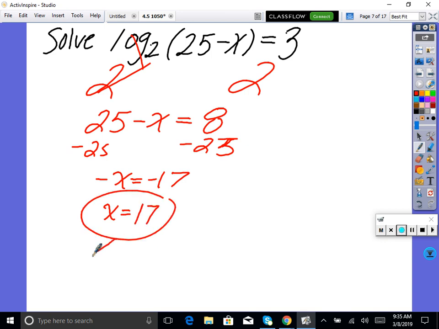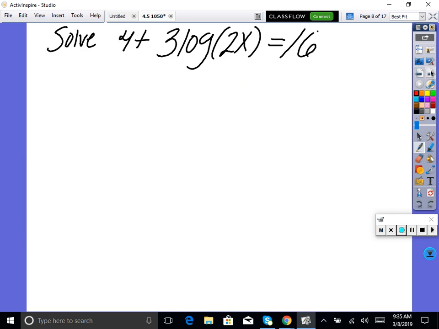Then you'd say, well, I started with a logarithmic equation, so I need to go see if I plug in my solution, if it would make it negative or 0 inside my log. Would it? No, right? 25 minus 17 is positive, so we're not in trouble. Okay, so our solution is 17. Okay, another one.